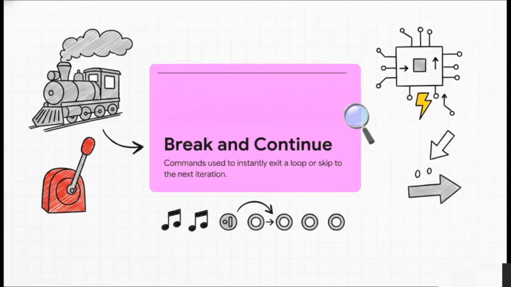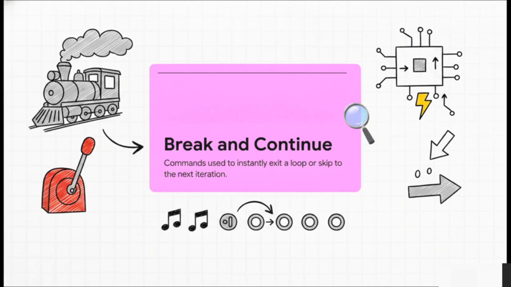Thankfully, C programming doesn't leave us totally stranded. We have some emergency escape hatches to control the flow when loop conditions get a little tricky: the break and continue commands. Think of break as pulling the emergency brake on a moving train. If a critical error happens inside your loop, break instantly kicks you completely out of that loop, completely bypassing any conditions.